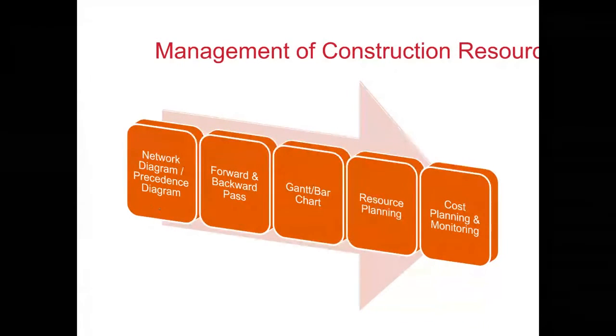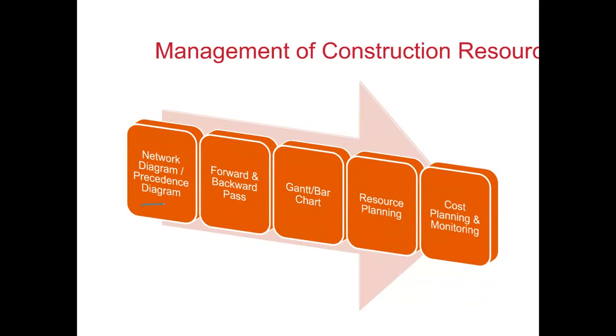So mind you, this is the pattern which we are following. So starting from the network diagram, learning about precedence diagram, then we learn how to do a forward pass and a backward pass, then we learn about the bar chart or a Gantt chart. You have just seen how we could use it for our cost planning and to draw essential PV lines. And now we will talk a little bit about how we could use it for resource planning.